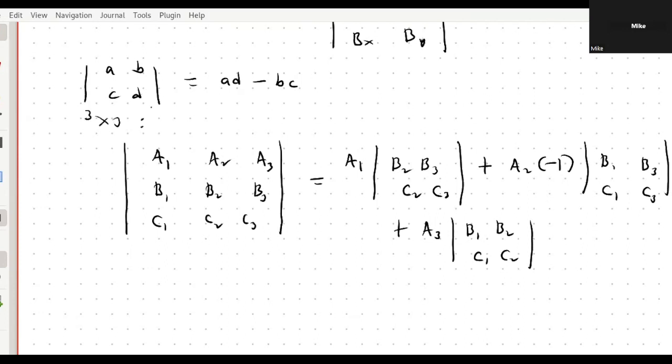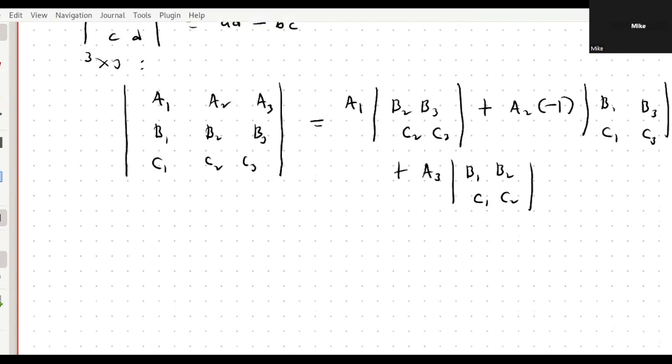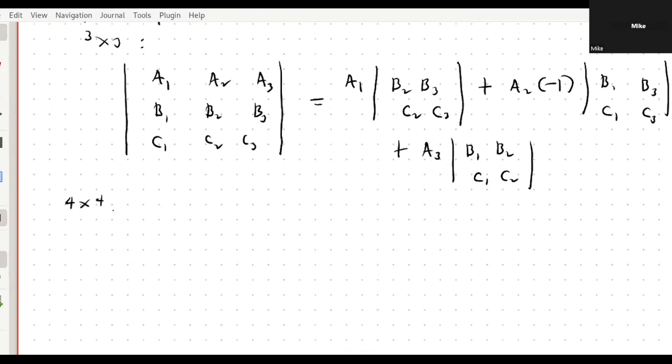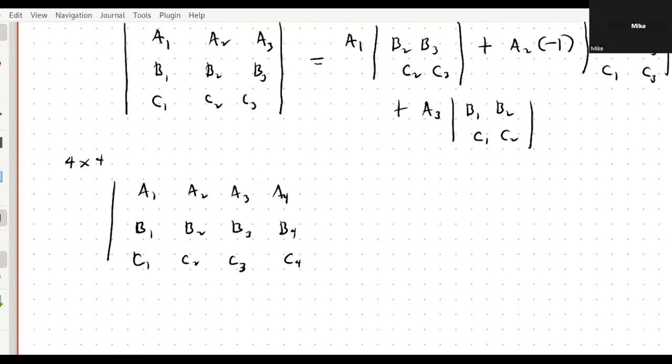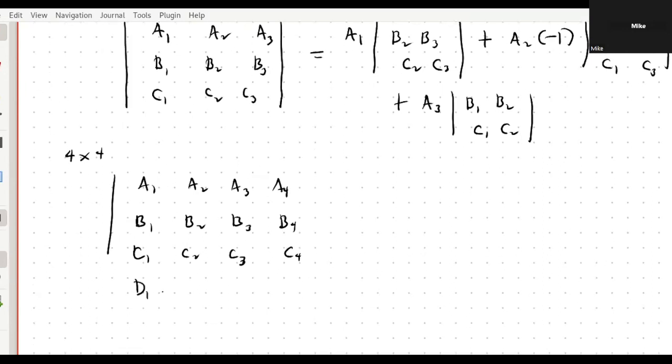So, 4x4 naman po, determinant. Is it the same po? Okay, 4x4. Paano kaya siya? So let's see how it works out. Matrices. So C1, C2, C3, C4, D1, D2, D3, D4. The determinant kapag 4x4 is you still follow the expansion by minors.